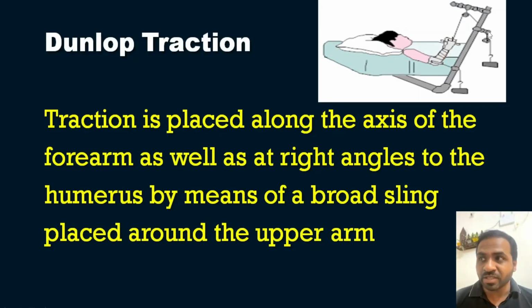And another option was Dunlop traction. You can see the picture of Dunlop traction on the screen right now, and this is traction placed along the axis of the forearm, as well as at right angles to the humerus.